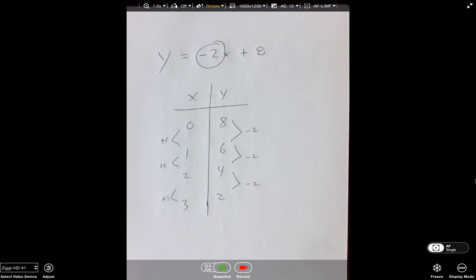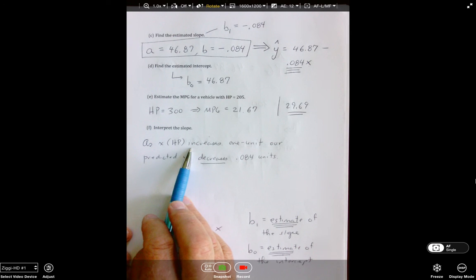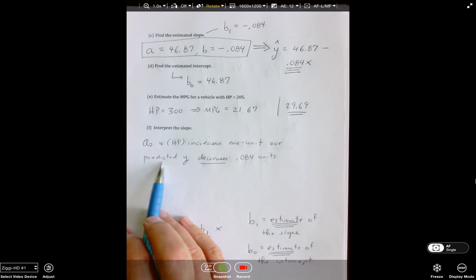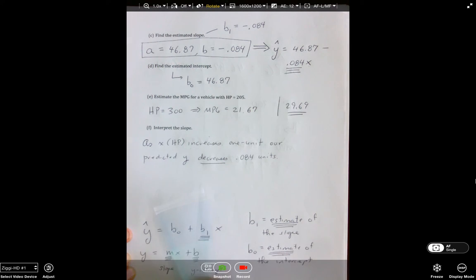So that's what happens in our regression model. We predict, using our model, that for each unit increase in horsepower, our predicted y, because that's again what our y value is up here, decreases 0.084.